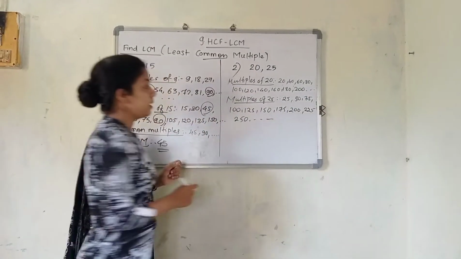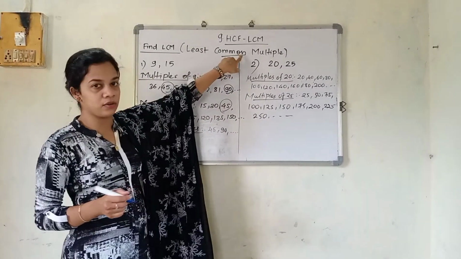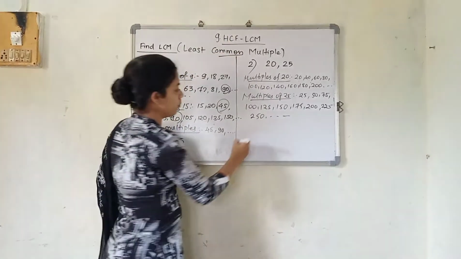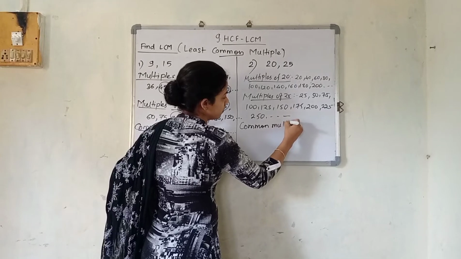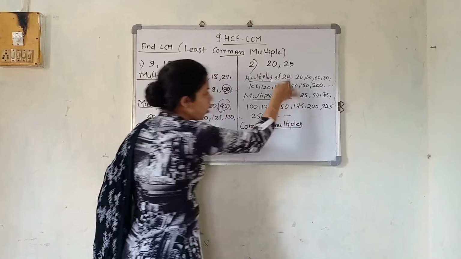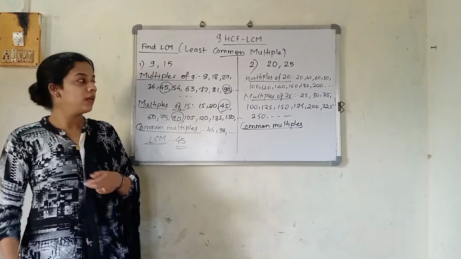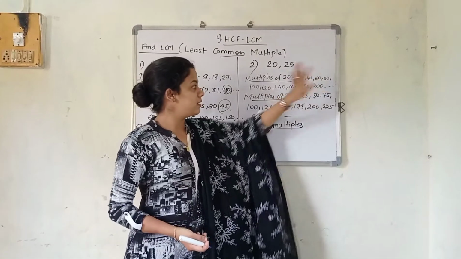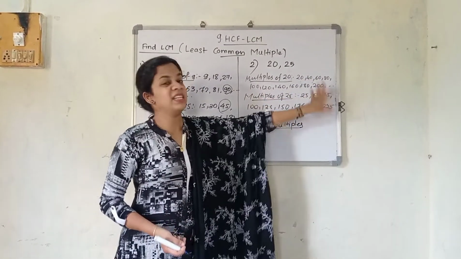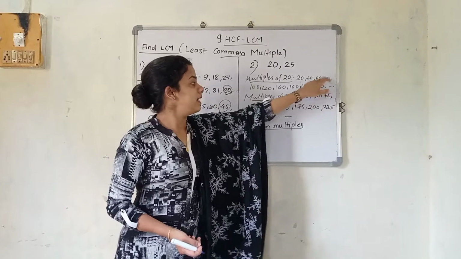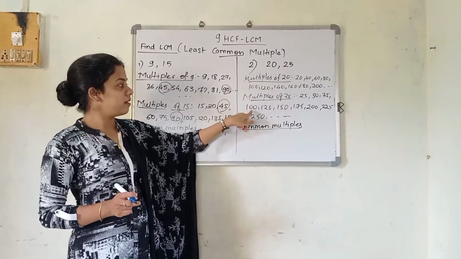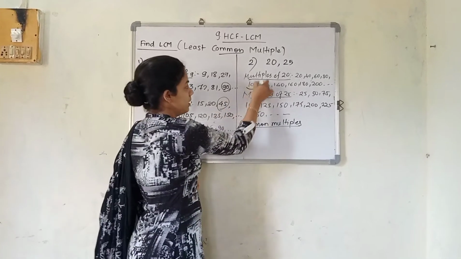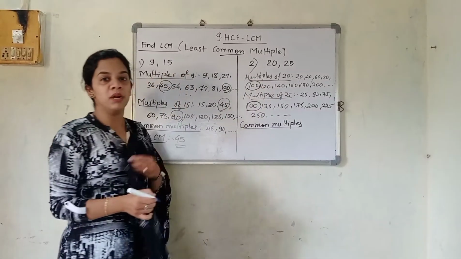Now we are going to find the common multiples, which is the next part. Can you tell me which are the common multiples from both these numbers? Yes, 20, 40, 60 are present. Here 25, 50, 75 are there. 80 is present, 80 is not present over here. 100 is present here and 100 is also present here. So 100 is the next common multiple.